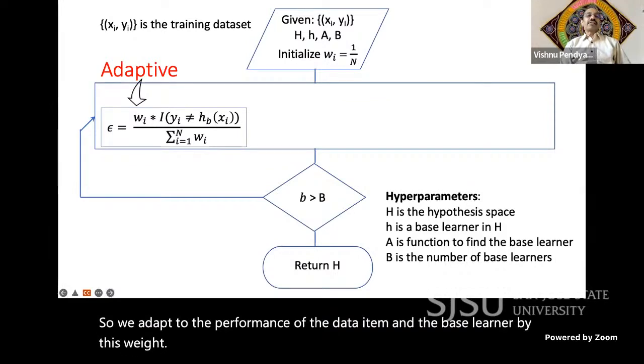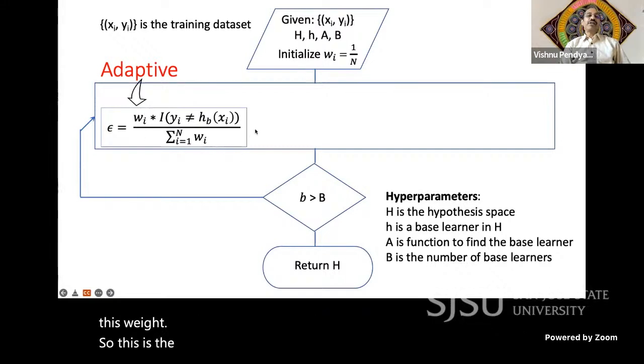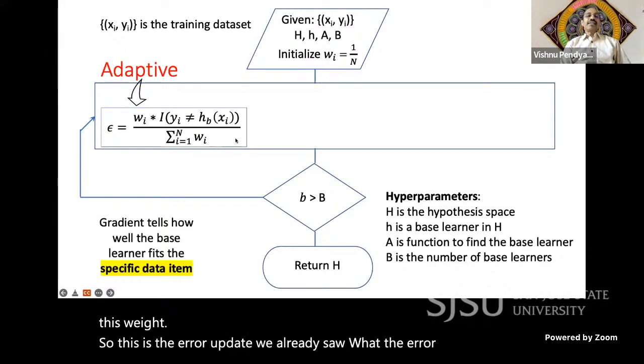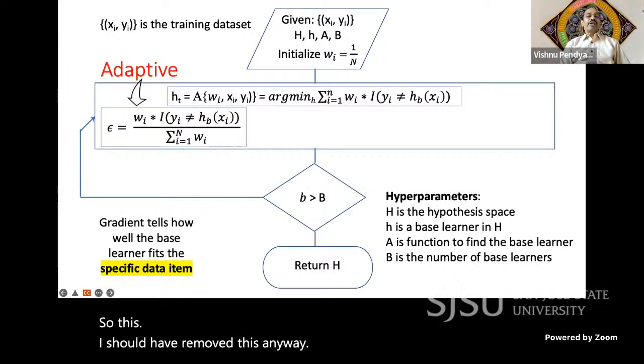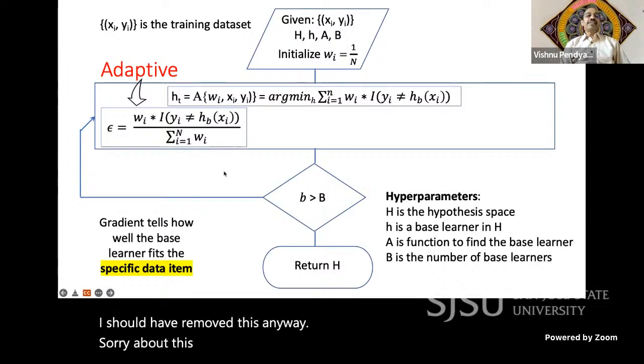So this is the error update. We already saw what the error update is. I should have removed this anyway. Sorry about this, this is irrelevant here.